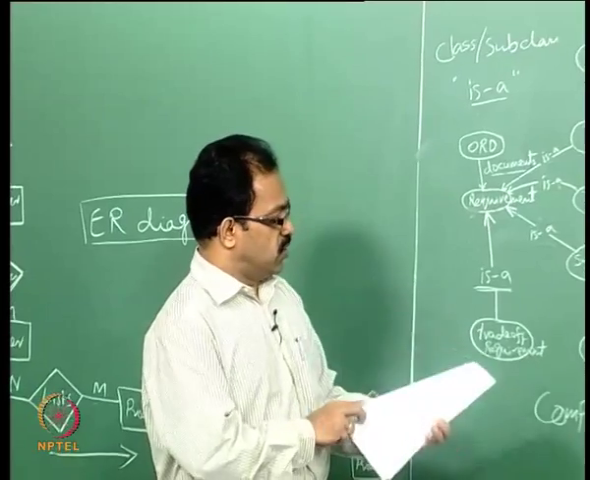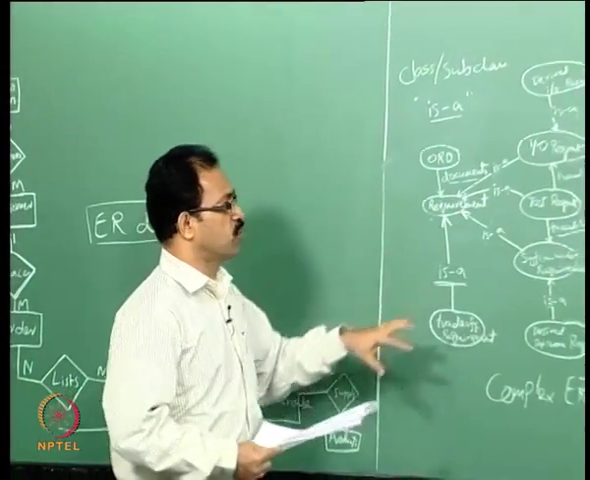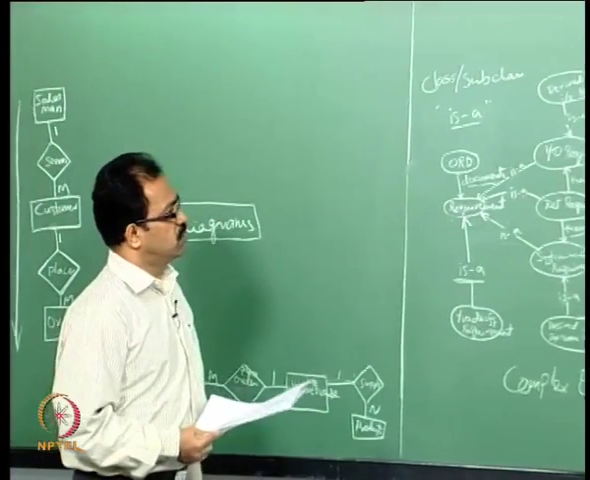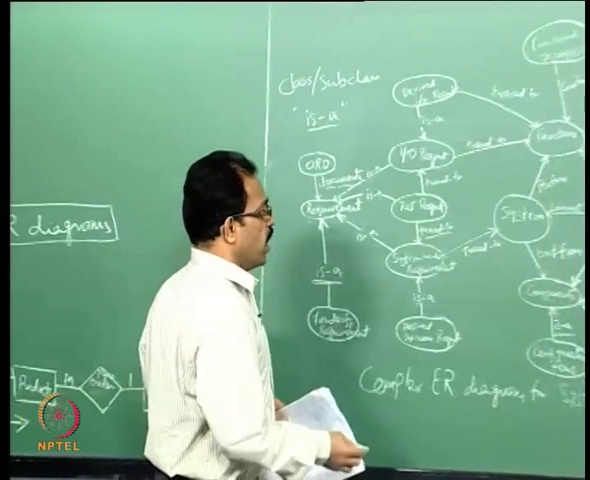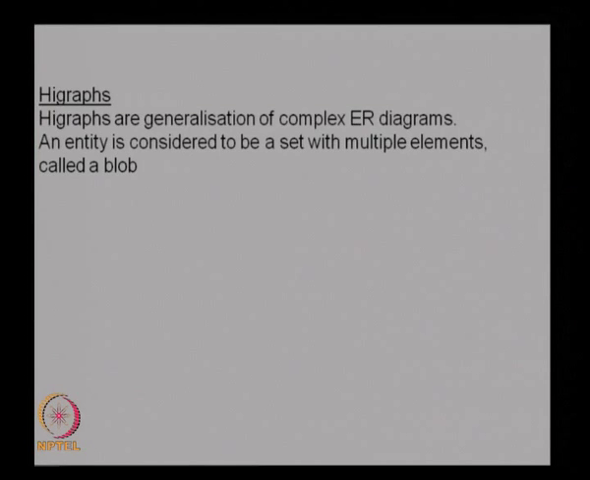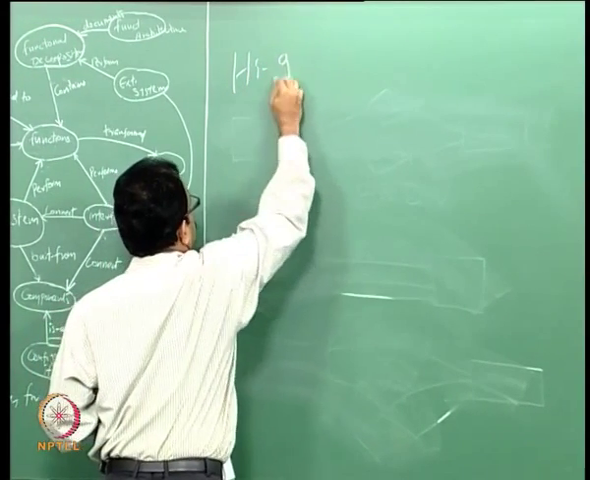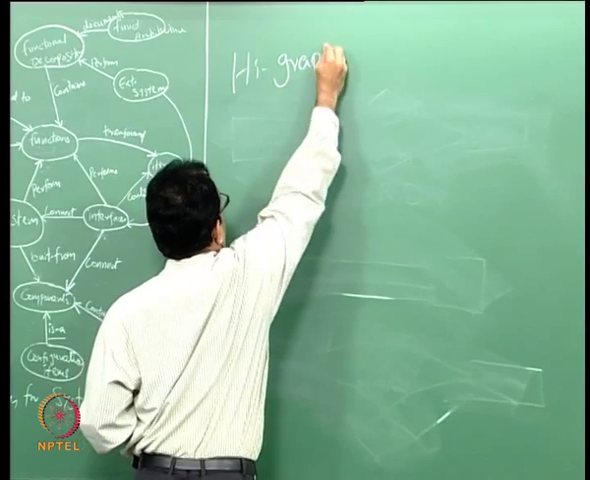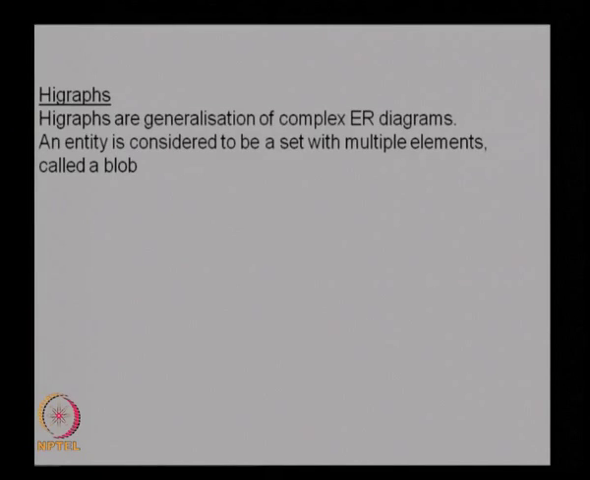So, as you can see here, this is a complex diagram and it is a bit difficult to represent all the entities using this method. Therefore, there is another method called high graph. This is actually an extension of the complex ER diagram. This is known as high graph, which is widely used nowadays for representing the complex relationship between entities. So, the high graphs are a generalization of complex ER diagrams.